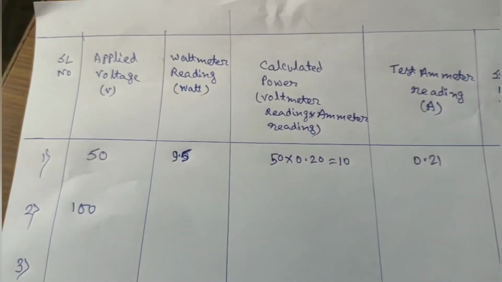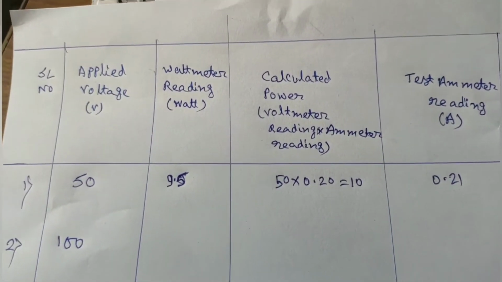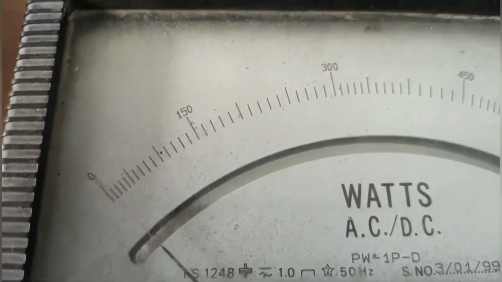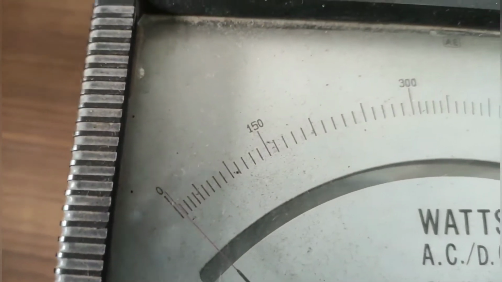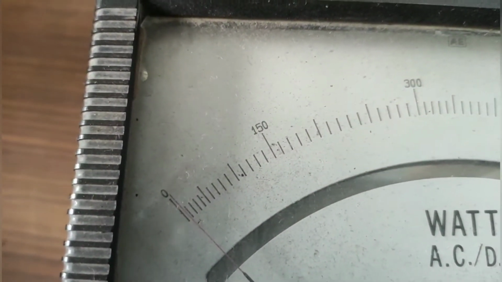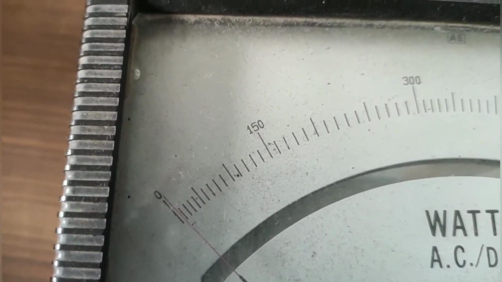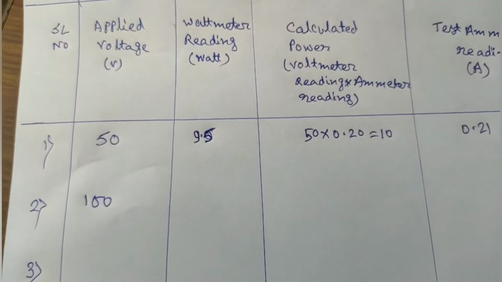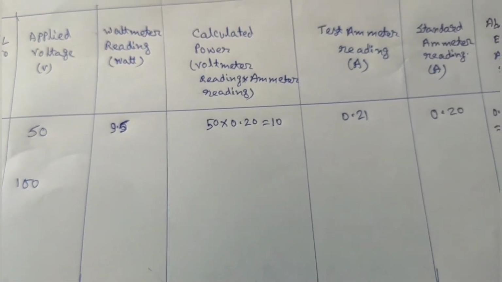Now for the calculated power, what is the wattage reading? The wattage reading is the wattmeter reading. So the wattmeter reading is this. Each division is almost like 10, so it is behind 10. So we have taken the value as 9.5 here.